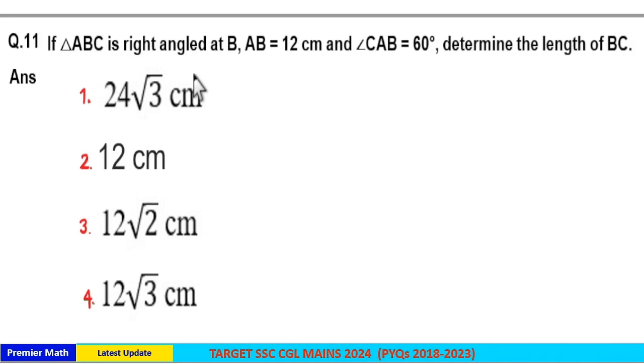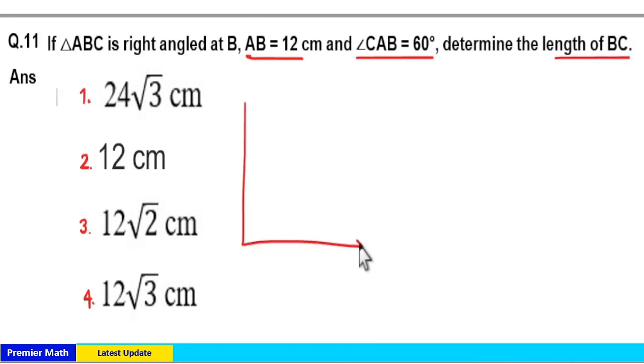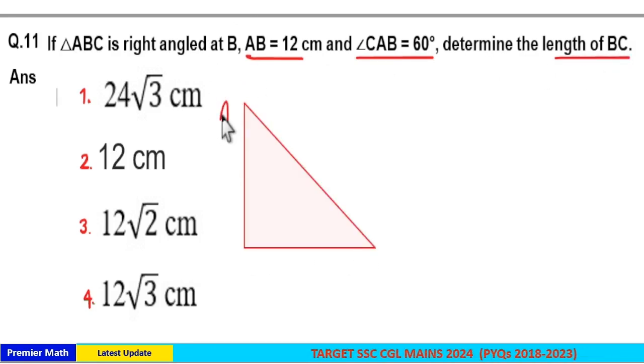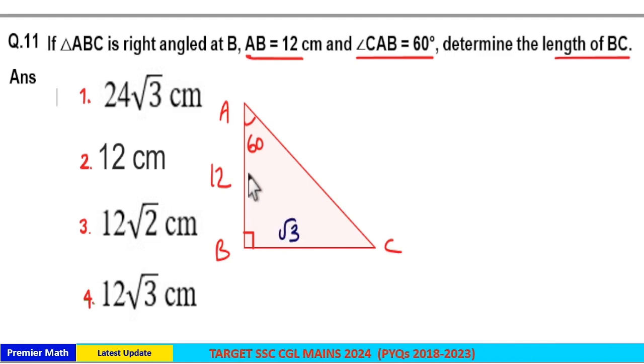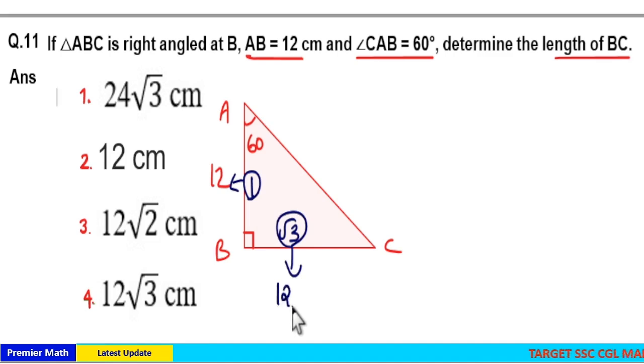If triangle ABC is right angled at B, AB is equal to 12 cm and angle CAB is 60 degrees, determine the length of BC. Here this is triangle ABC, right angled at B, and angle CAB is equal to 60 degrees. AB is equal to 12 cm. Now if you take tan 60, it is equal to root 3. Tan 60 is root 3 means the opposite side and adjacent side are in the ratio root 3 is to 1. Now 1 part is equal to 12, which means root 3 part is equal to BC. Root 3 part is equal to 12 root 3. Option 4 is your answer.